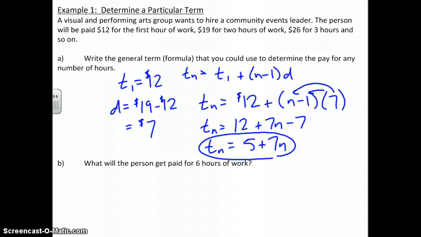So that's the general term. That's what it's called: this Tn represents the general term. Part B says what will the person get paid for 6 hours of work? Now that we've got our general formula, n equals 6.